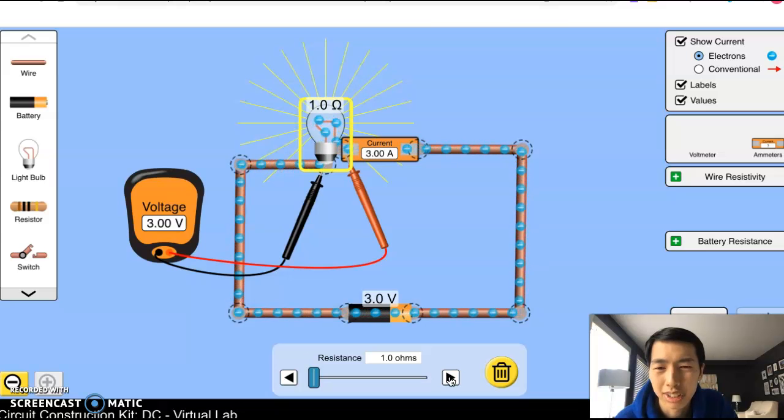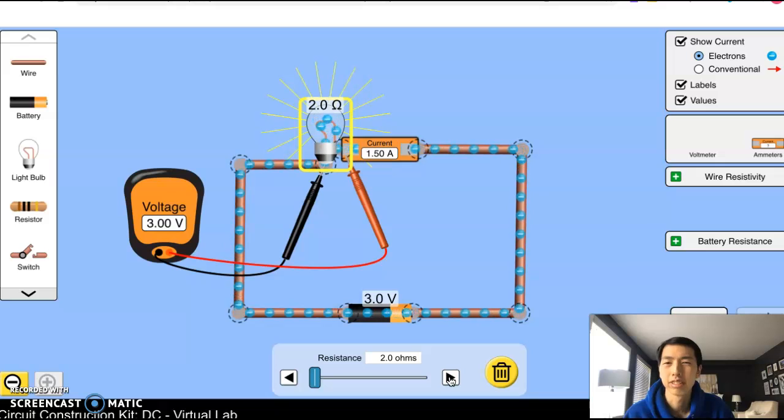So I'll change this 1 ohm to 2 ohms, and now they all slow down. There's more resistance, so they slow down, and according to the ammeter, it indeed slowed down by half as much. Okay, I'm going to go back to 1 ohm. So 1 ohm and 3 volts, that's creating a current of 3 amps.